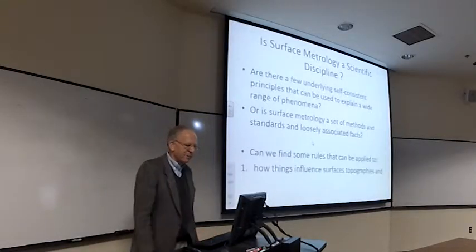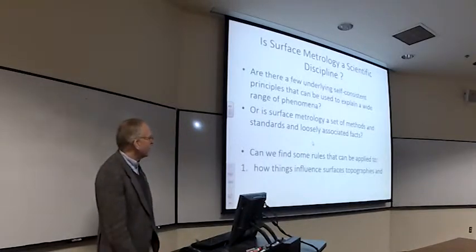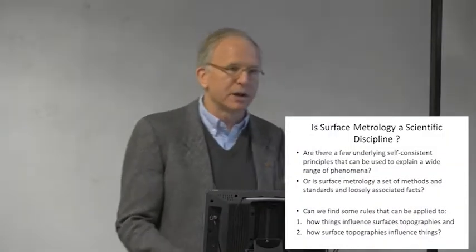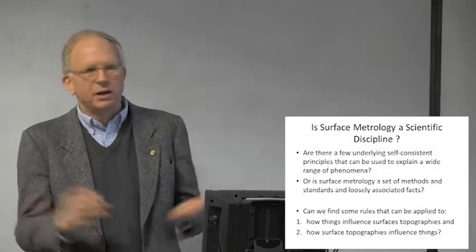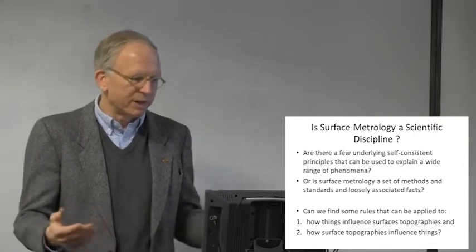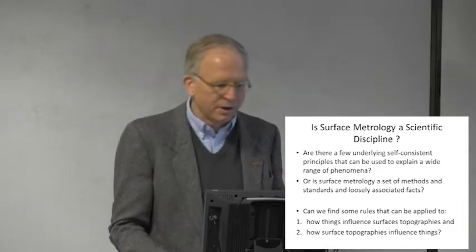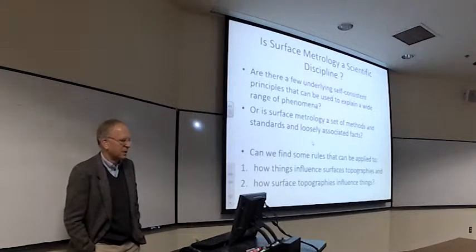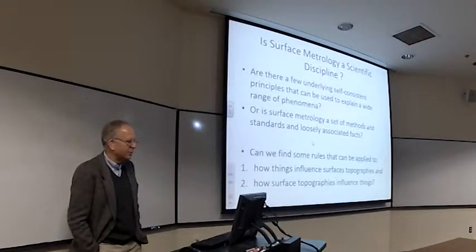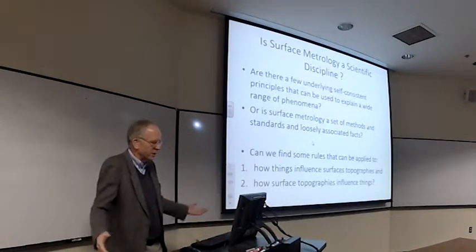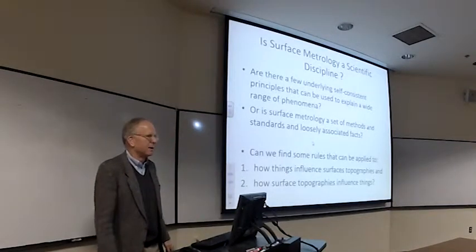So can we find some rules that we can use to apply how things influence surface topographies, so from the manufacturing side, but not just manufacturing, because there's use wear, which covers all kinds of things, like forensics and anthropology, archaeology, and we've worked with anthropologists and archaeologists as well. And then, how do the topographies influence things? So things like flow, adhesion, cleanability, friction, fatigue.